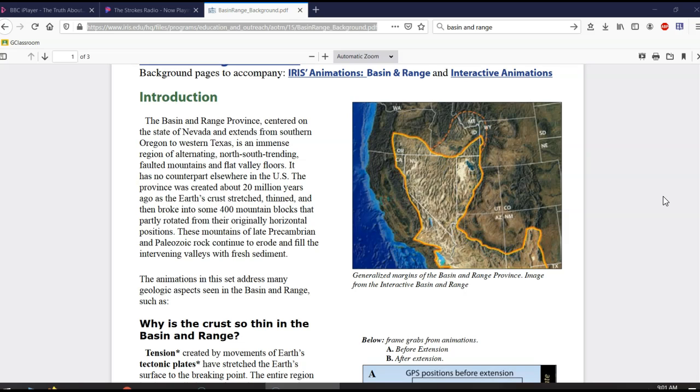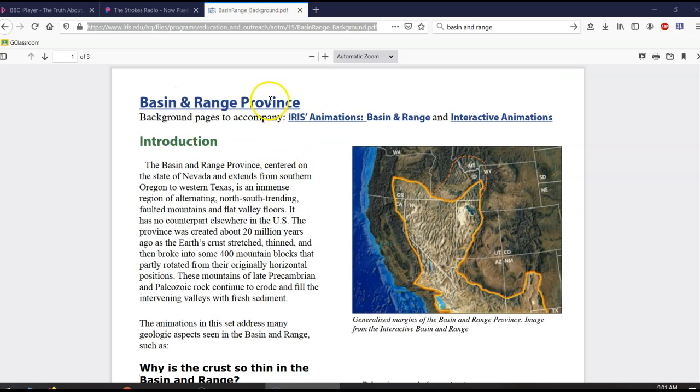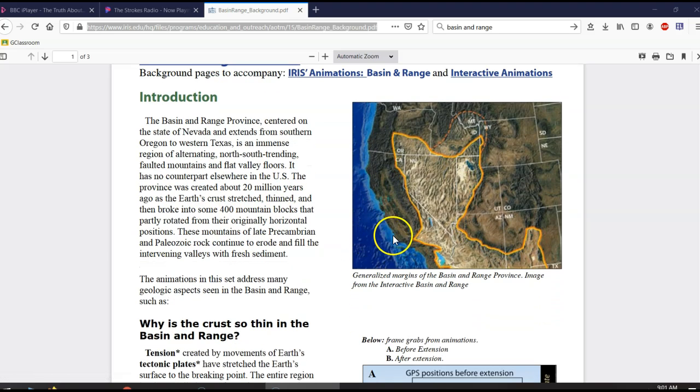The animations in this set may address geologic aspects seen in the basin and range, such as. Okay, so this is background information for these animations, which you can go and check out, but you need to understand what's in here first. So this here is showing us the basin and range area, or it's calling it a province, so it's a landform of the United States.